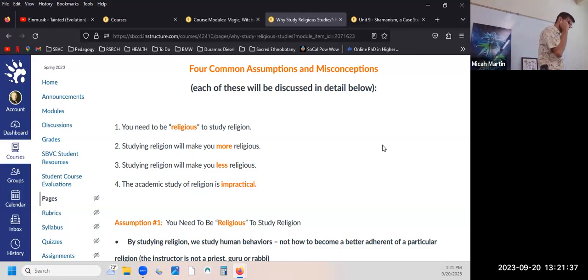But a textbook definition in the 21st century will say something like, religion is a belief in sacred powers believed to guide human destiny.